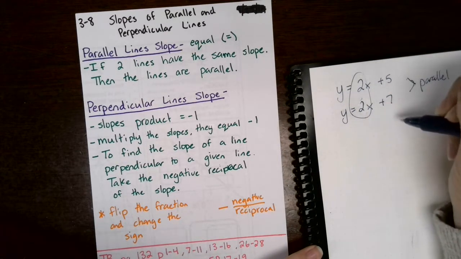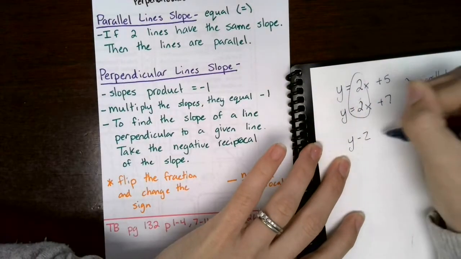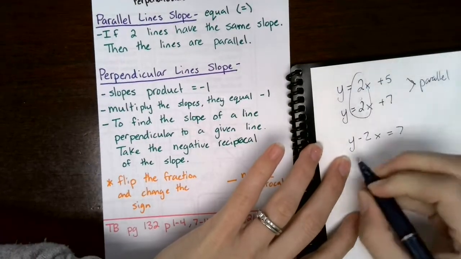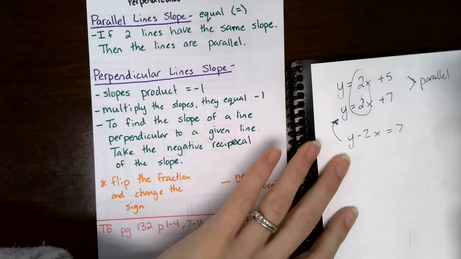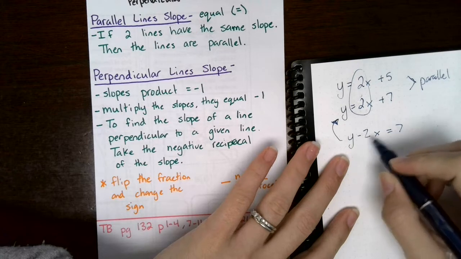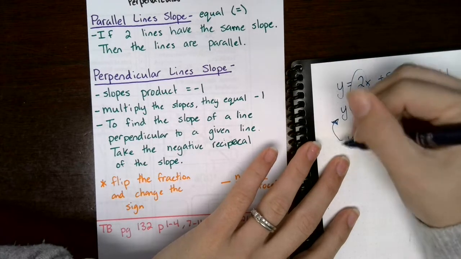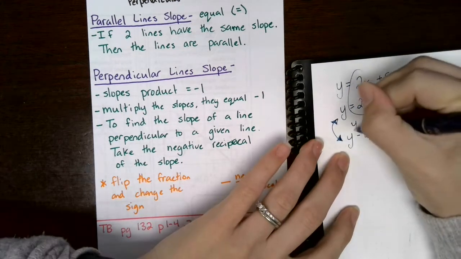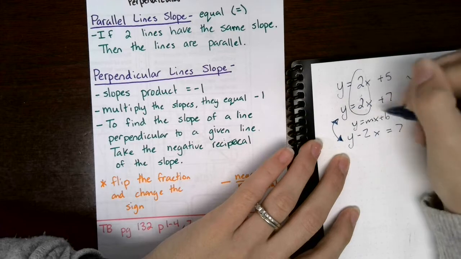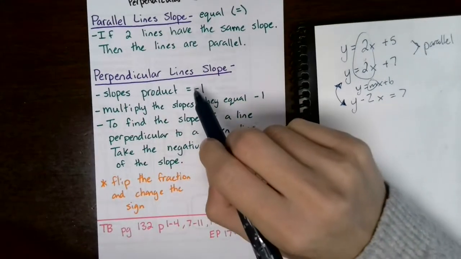Now, if this was written in a different way, maybe it had y minus 2x equals 7, just know we could switch that to this form. Because if we just look at it like this, we're like, oh, -2, that's not the same slope. But when I add this to the other side, I can see that those two are the exact same lines. So it's important to have it in y equals mx plus b form so we can see what our m is.